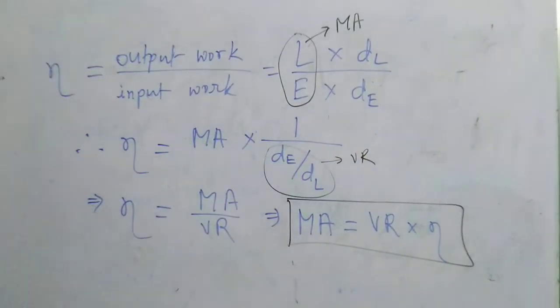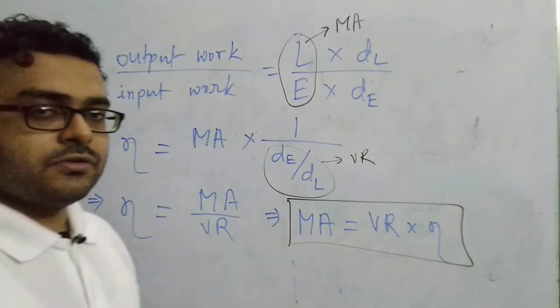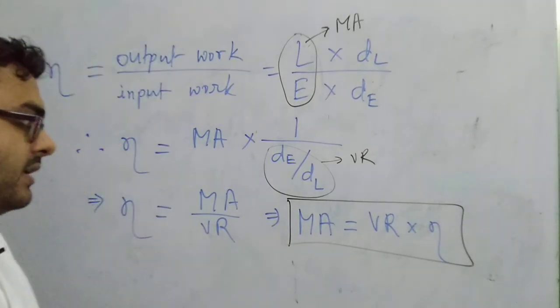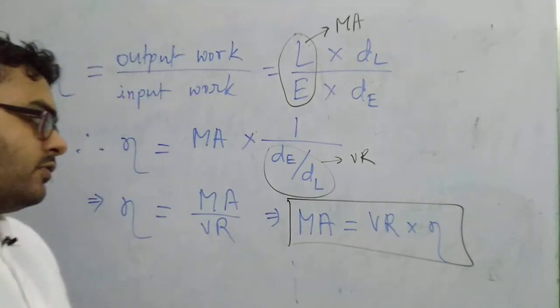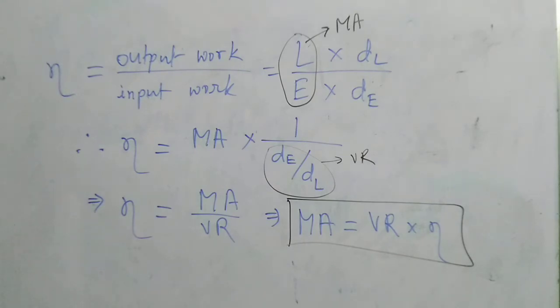Okay, so please remember this definition, this expression is quite important, and this is also helpful while solving the numericals. I have uploaded the numericals related to this machine chapter in our channel, so you can view those. It will help you in clearing your concepts. Okay, so MA equals VR into eta.